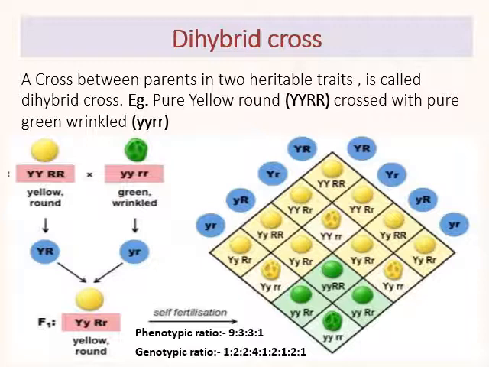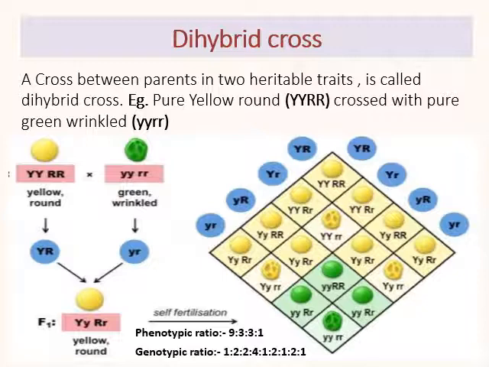You can see here in this chart, four different combinations of gametes are formed, meaning the factors segregate independently of each other. It is not compulsory that the yellow round alleles, capital Y capital R, will remain together, or small y small r will remain together. They can recombine, so that capital Y small r may be there, or capital Y capital R, or small y capital R, or small y small r.